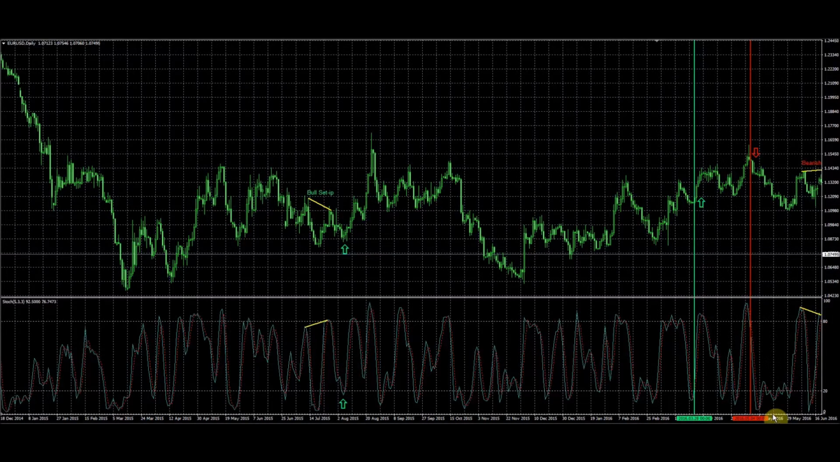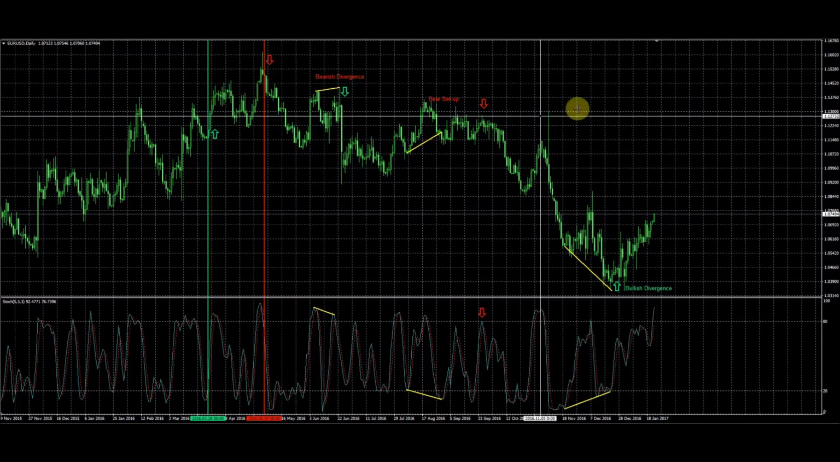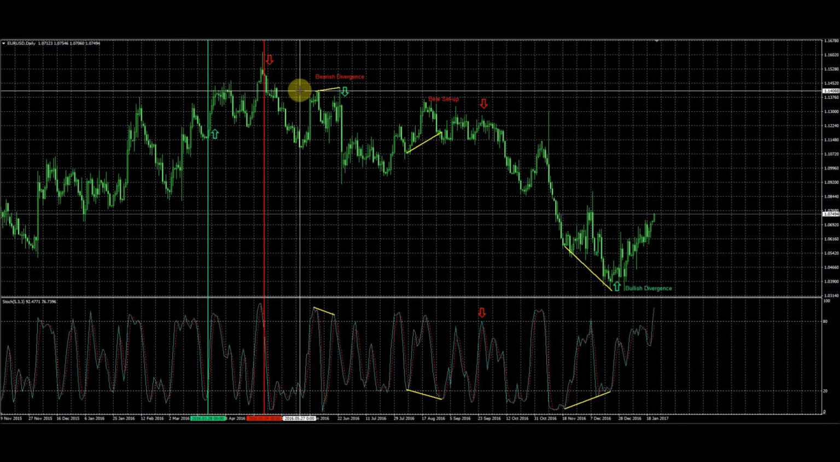Now there are three different ways to use the stochastic oscillator. First of all, we can identify overbought and oversold signals. We can find divergences, and the last one is to find bull or bear setups. I will go through each one of the ways to use the indicator one by one. I want to start with how to identify overbought and oversold levels.